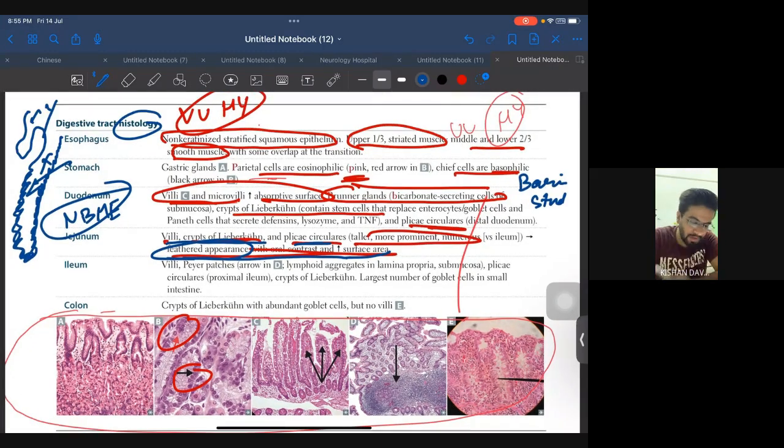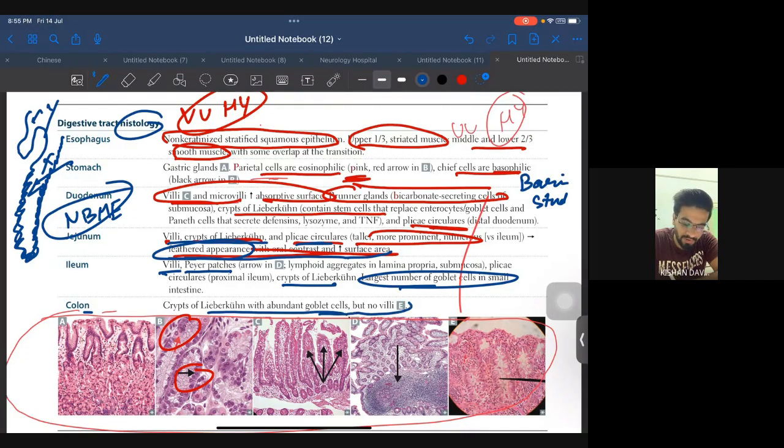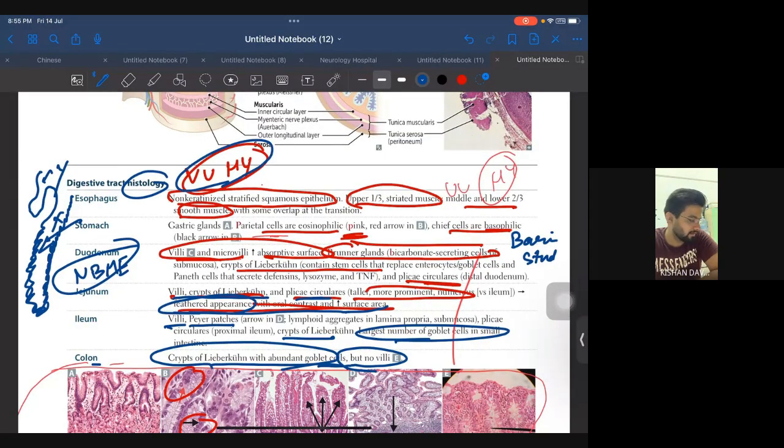Coming to ileum: villi, Peyer patches, plica circularis, crypts of Lieberkuhn, largest number of goblet cells in the small intestine. And here, colon: crypts of Lieberkuhn with abundant goblet cells but no villi. If they say no villi, think they are talking about the colon. So this I'll tell you is extremely high yield. Very basic questions might be asked from here.